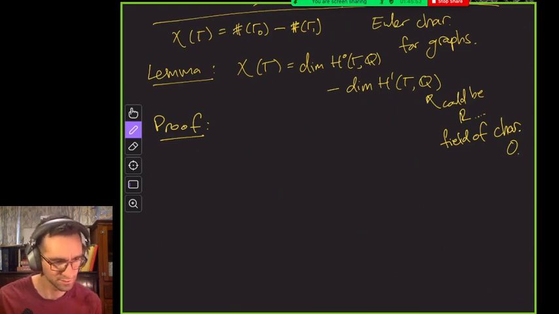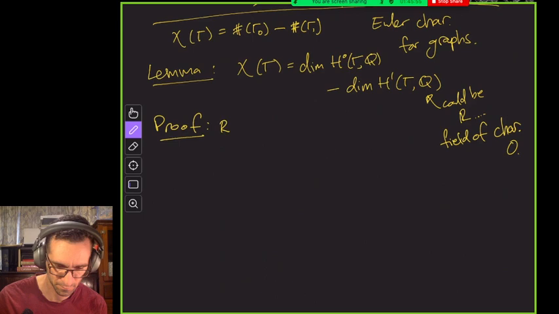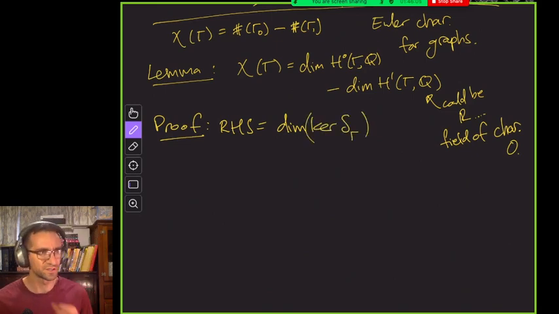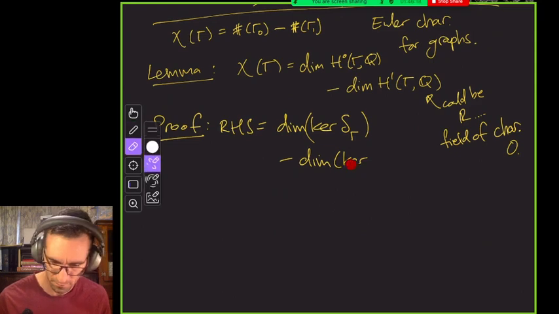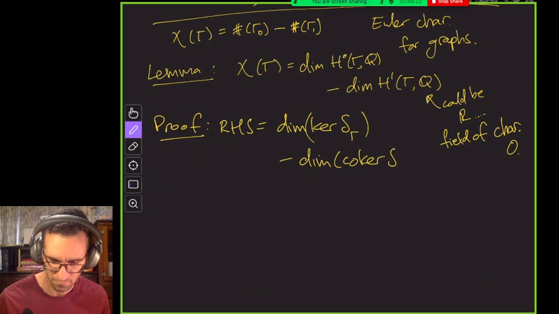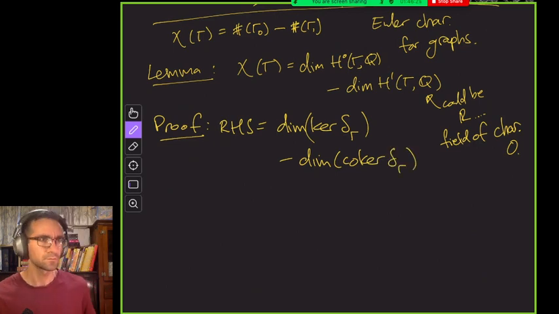So let's look at the right hand side. So what is this? Dimension of the kernel of delta gamma. Because kernel of delta gamma is H0. Just substituting the definitions of what H0 and H1 are.